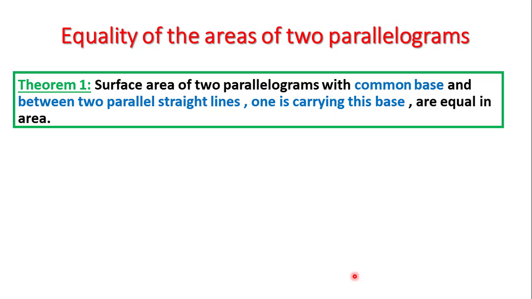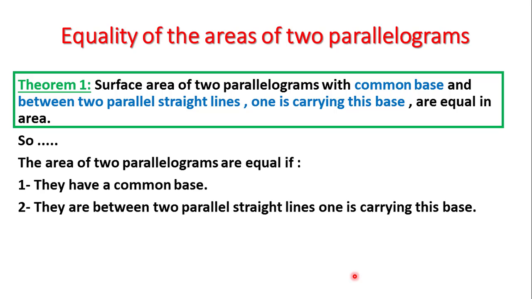Theorem number 1 says that two parallelograms with a common base and between two parallel straight lines, one of which is carrying this base, are equal in area. So two parallelograms can be equal in area if two conditions are satisfied. The first one is that they have a common base. The second one, they are between two parallel straight lines and one of the parallel lines carries this base.